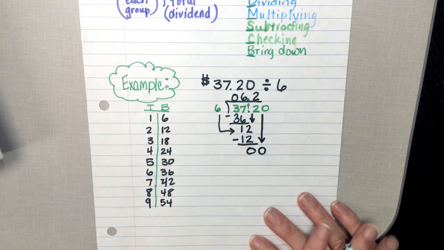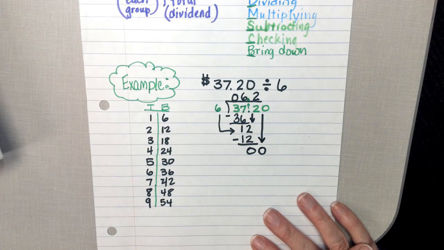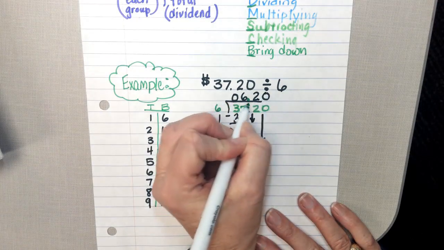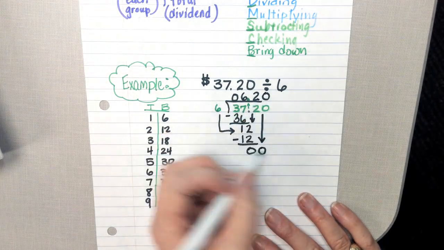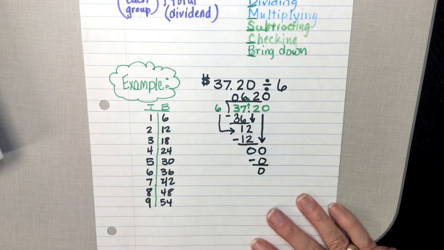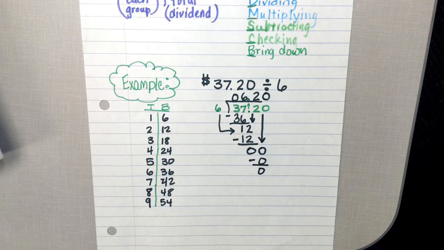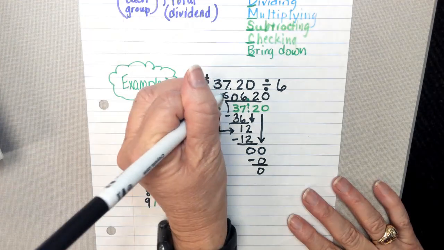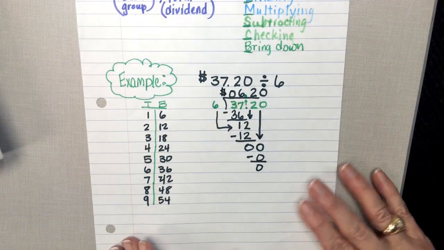How many groups of 6 are in 0? 0. That wasn't that hard. It is literally the same thing, except we just have a decimal in the middle, right? That's easy. So you think you can handle this? Yeah. Let's do one more. We're going to still divide by 6.